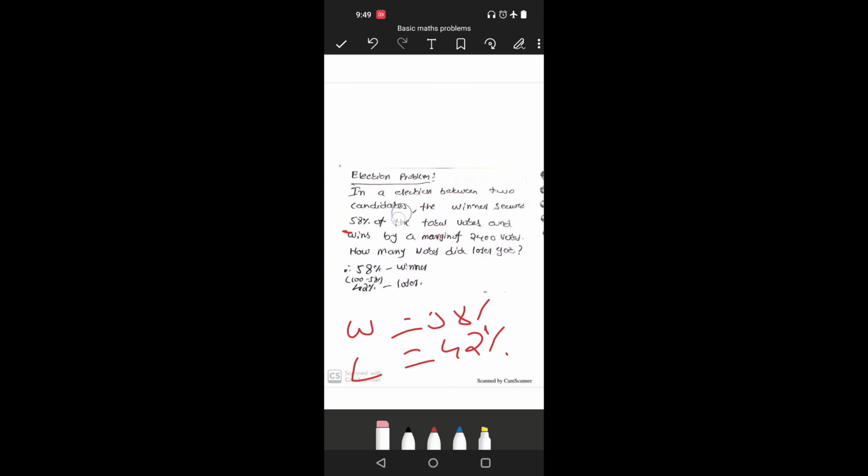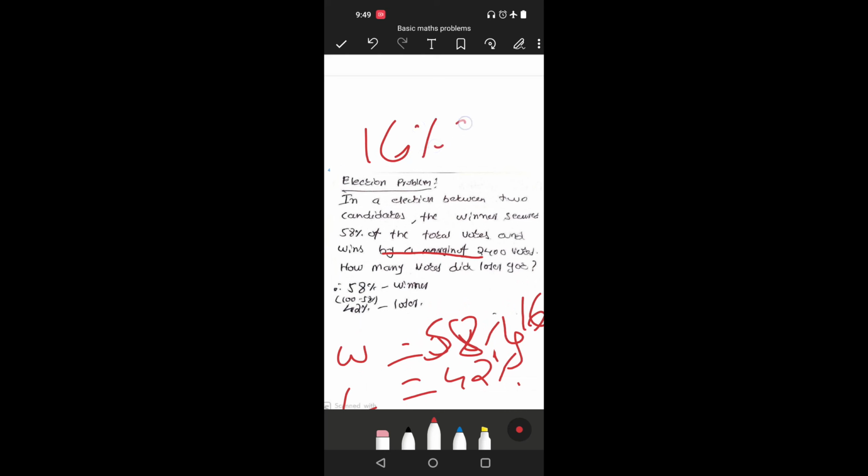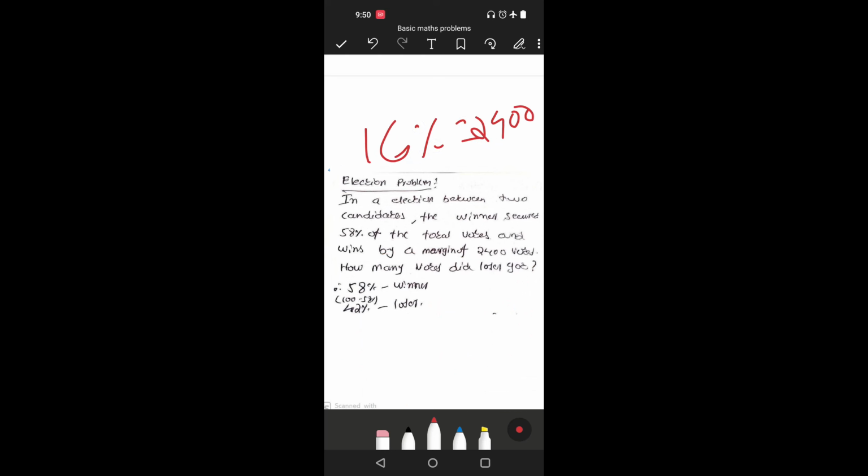So what is given there is nothing but a winning margin. Correct? So what is the winning margin here? 58% minus 42% is 16%. So 16% is treated as 2,400. But what is asked? How many votes did the loser get? So the loser's proportion we already know is 42%. So how much is the 42%? We are going to calculate and we will get our answer.